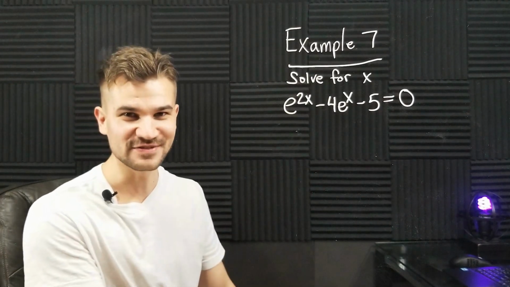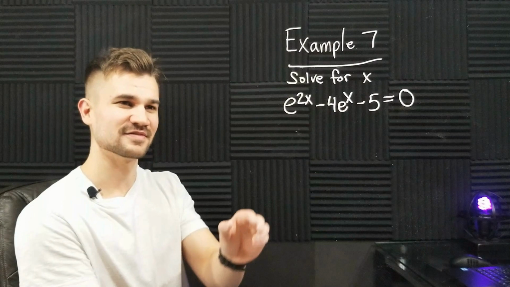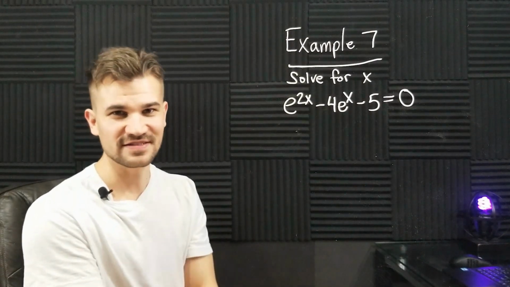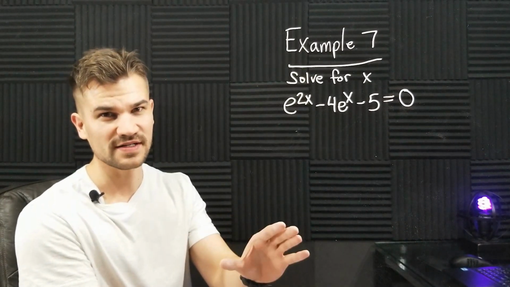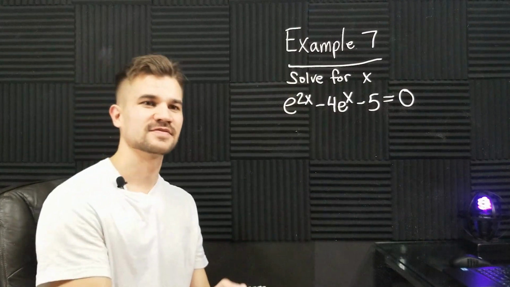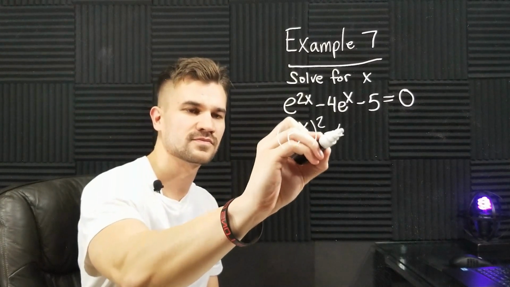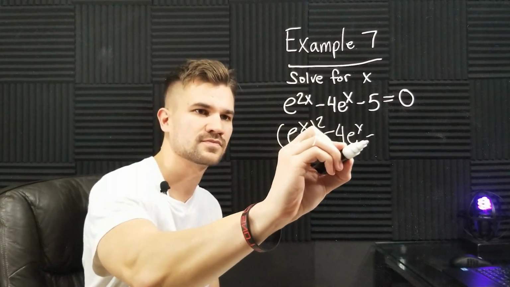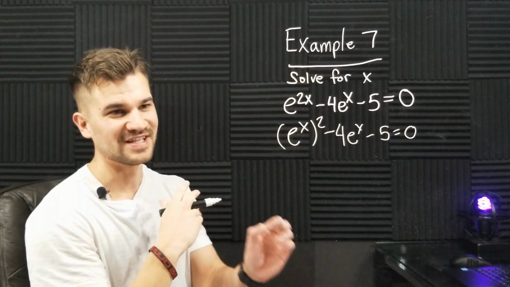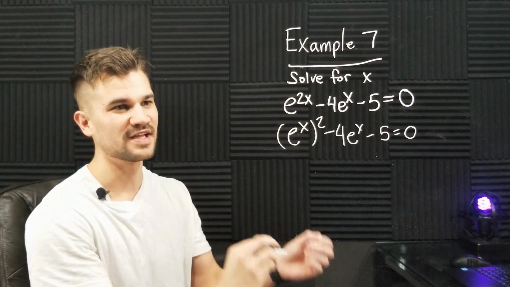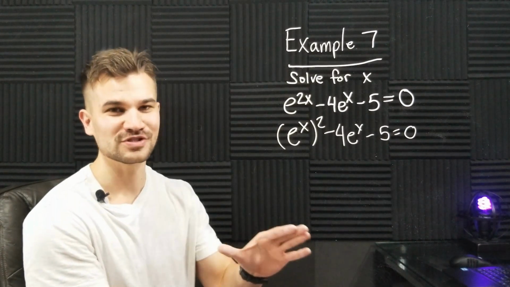All right, this thing's gonna be a little different. So there's no real way to combine this e to the 2x and this -4 e to the x in any way that's gonna really help us. So instead, what we can realize is that this sort of looks like a quadratic, okay? So I'm gonna write it slightly differently. Now, we have e to the x squared minus 4 e to the x minus 5 equals 0. So we're going to make a substitution so that this looks like a quadratic.